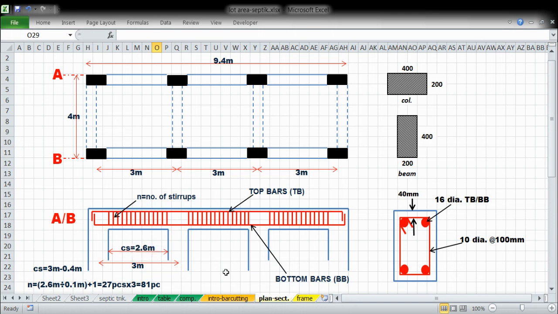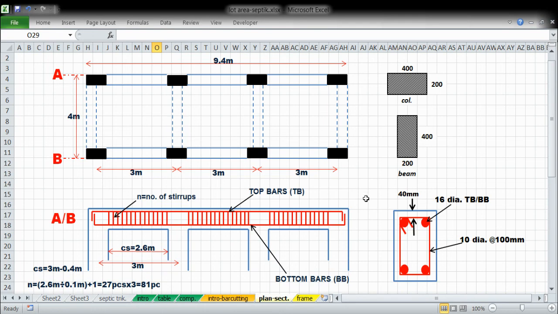Okay? So let us analyze now the number of stirrups. The number of stirrups will be 2.6 clear span divided by the spacing, okay? 0.1 plus 1. That is the general formula. So, clear span divided by spacing plus 1 will give us 27 times 3. Why 3? Because 3 spans. And the total is 81 pieces.